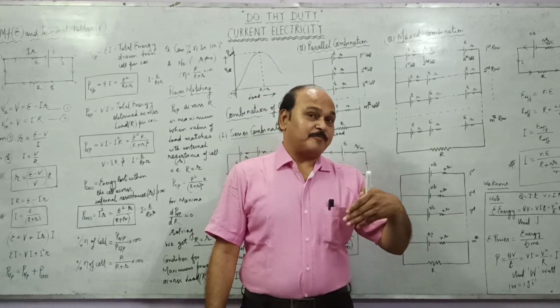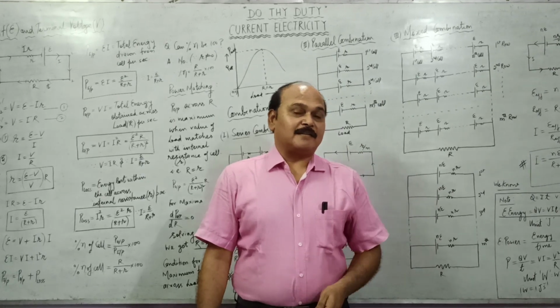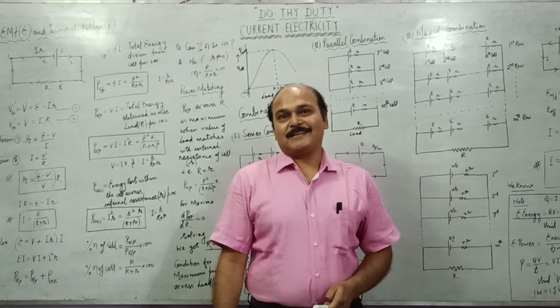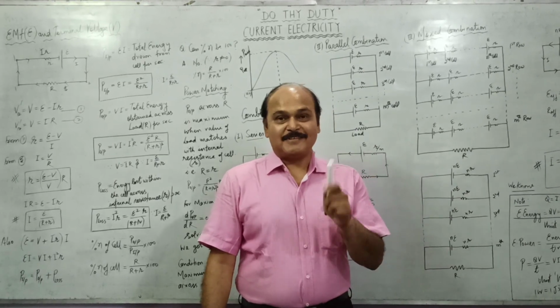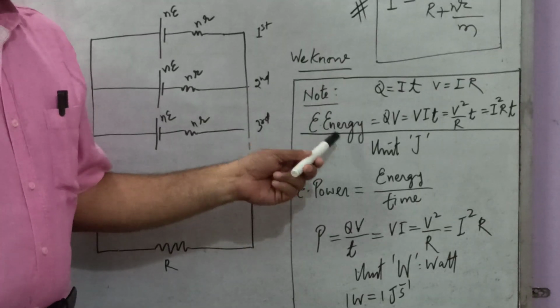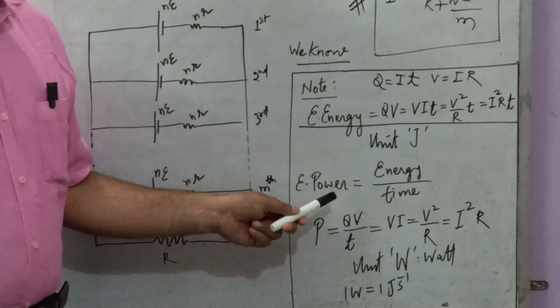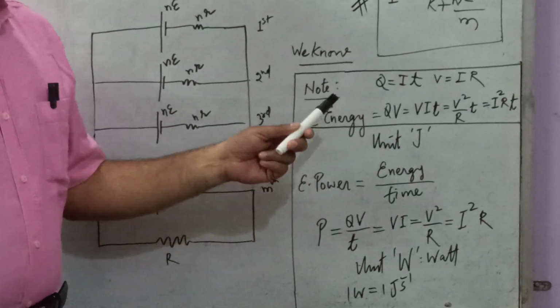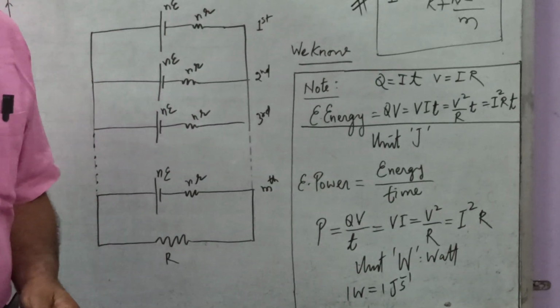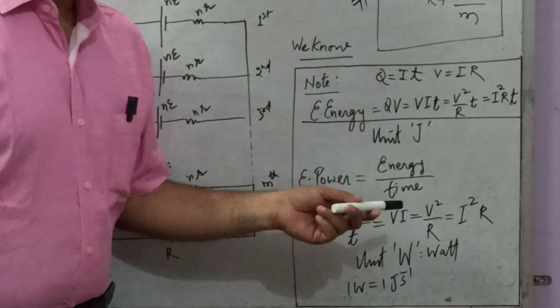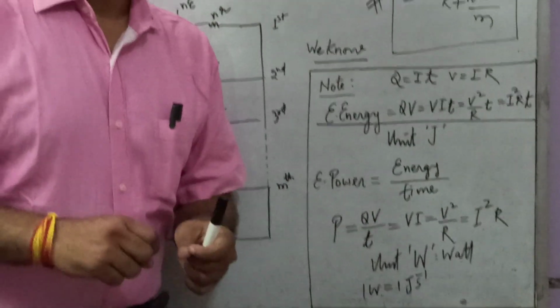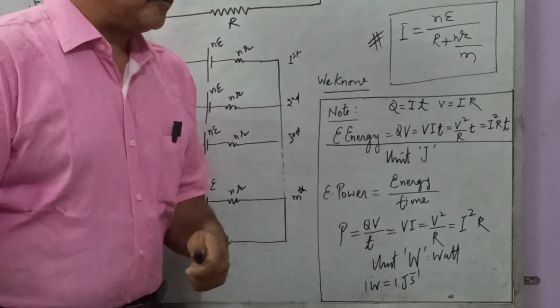But children, before we proceed ahead, there are certain results which you have already studied in class 10th and you must know. These results are the expressions for energy and power. What is the energy drawn from source? Well, if there is a potential difference of V volt across the terminals of the source, then energy drawn from the source would be what?